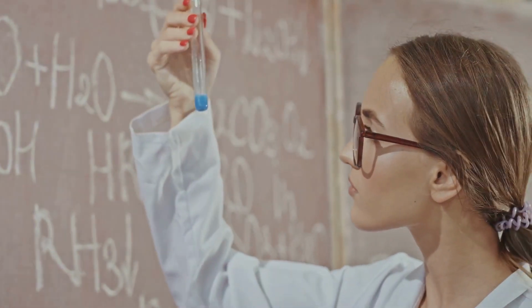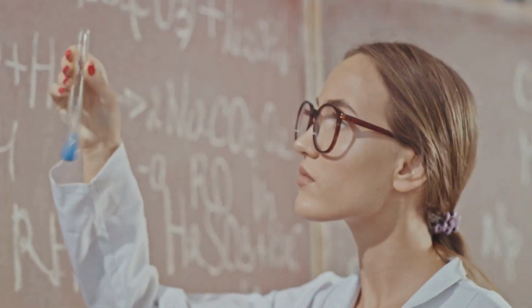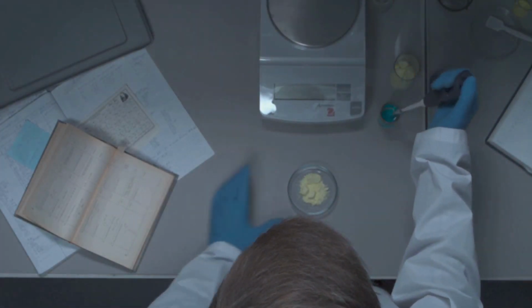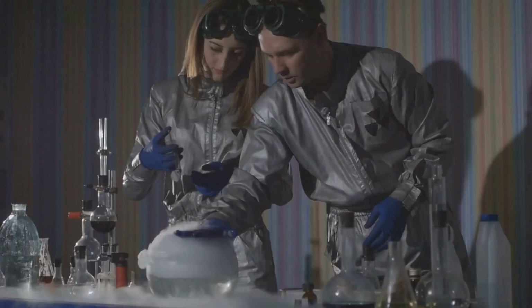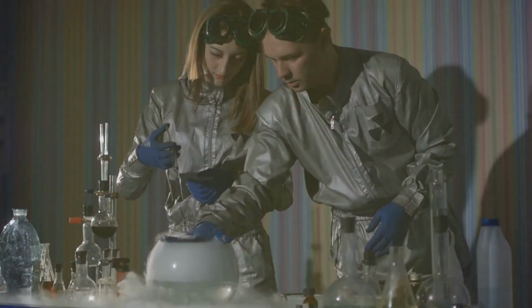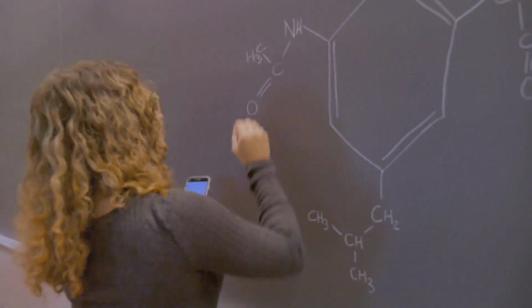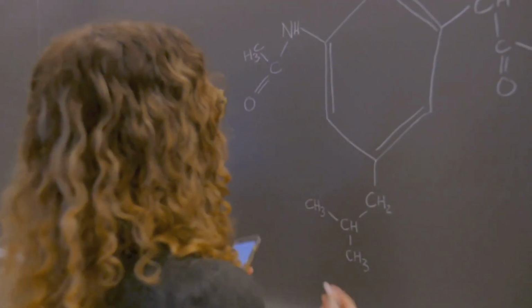Balancing chemical equations ensures that we follow the fundamental laws of chemistry, like the law of conservation of mass. It's essential in fields ranging from chemistry labs to environmental science, and even in the reactions happening in your own body. Mastering the art of balancing chemical equations is key to understanding chemistry.